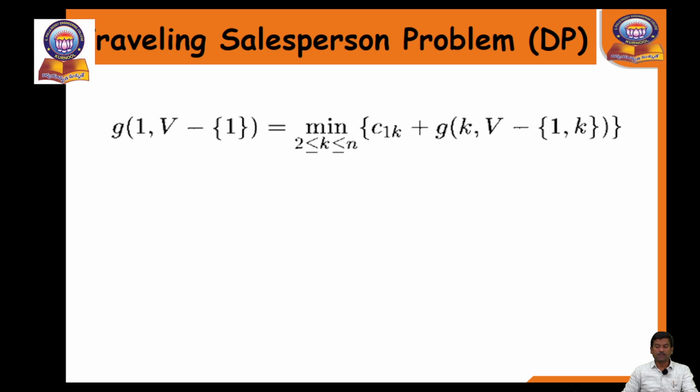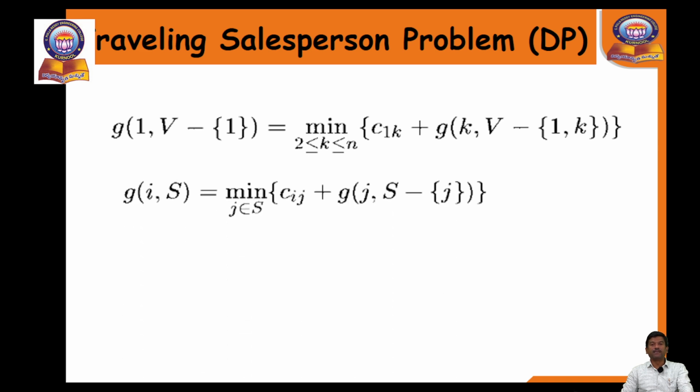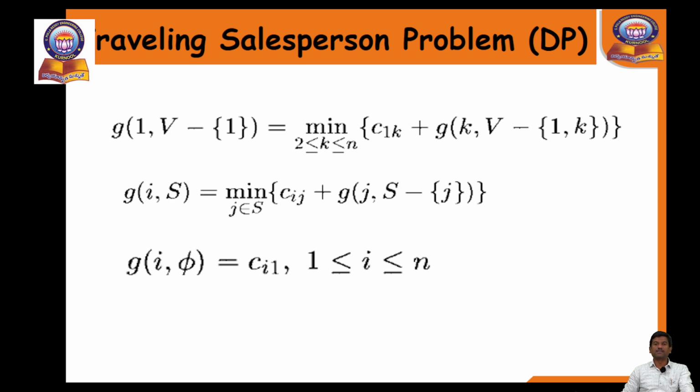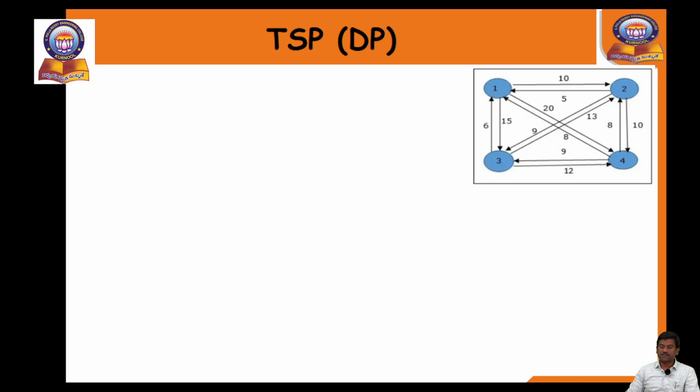So coming to this, g(1, V - {1}), we are excluding the vertex 1 from the remaining vertices, which is given by the minimum of c1k plus g(k, V - {1, k}), where k ranges between 2 to n. And in general, g(i, S) is given as the minimum of cij plus g(j, S - {j}), where j belongs to the set S. And g(i, null) is given as ci1, where i ranges between 1 to n. So given a graph, we have converted this into the cost adjacency matrix, and similarly the formulas have also been provided.